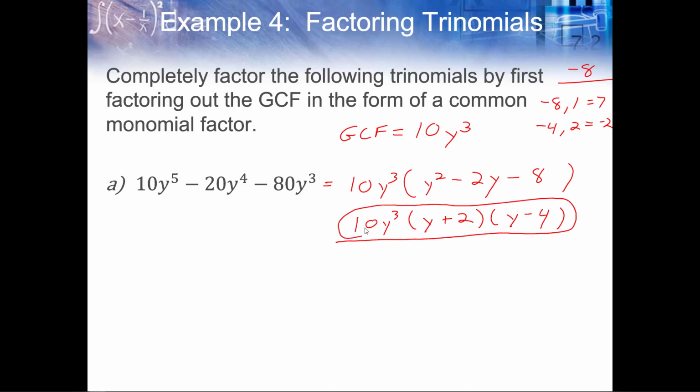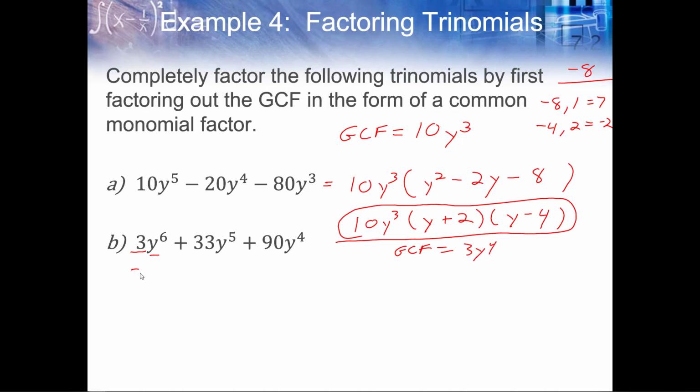All right, so let's take a look at b. b is 3y to the 6th power plus 33y to the 5th plus 90y to the 4th. What is the greatest common factor here? Well, it's going to be 3y to the 4th. That will give me a y cubed here. So the GCF is going to be 3y to the fourth.